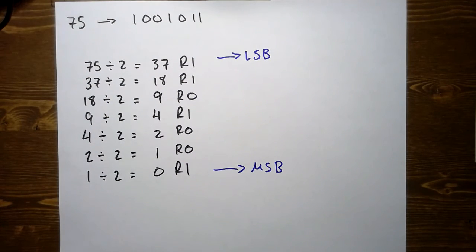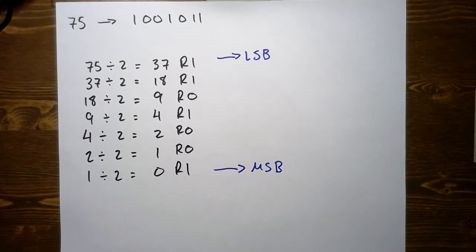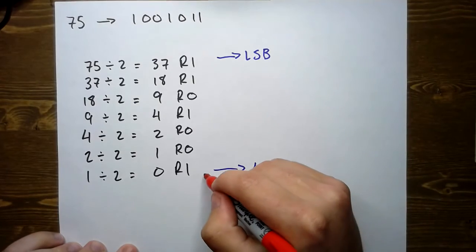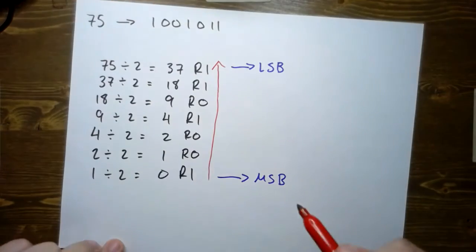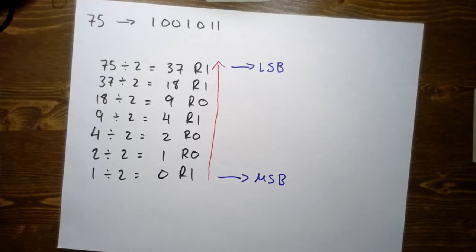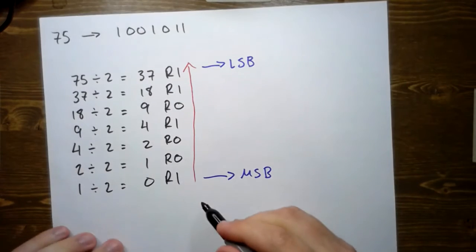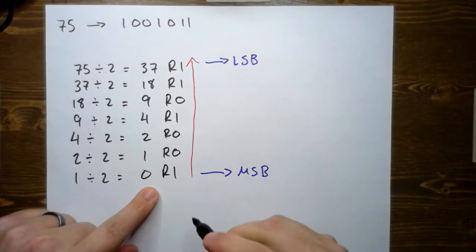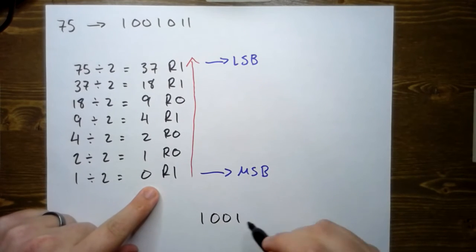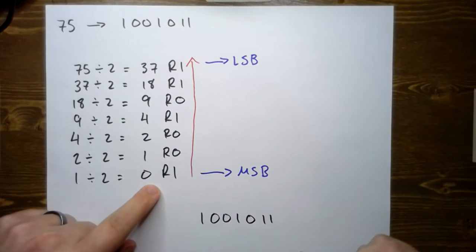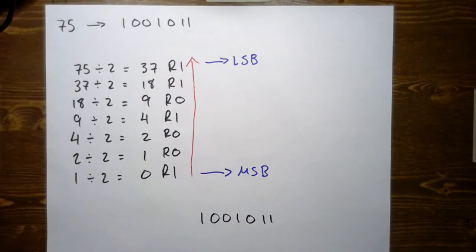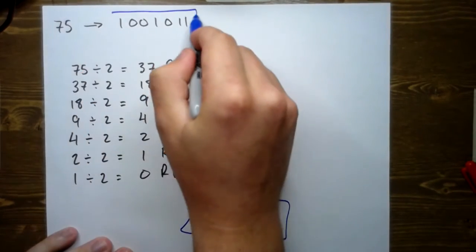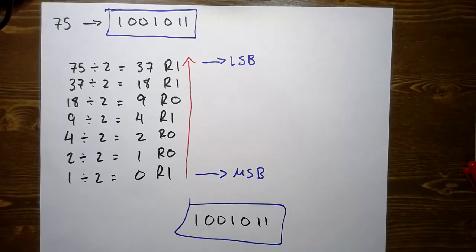Okay, and we use those because the way we're going to take these numbers is we go from the most significant bit to our least significant bit, and then we write out our remainders. So if we go in order from most significant to least significant, we get 1, 0, 0, 1, 0, 1, 1, which is the same as what we got using the other method.